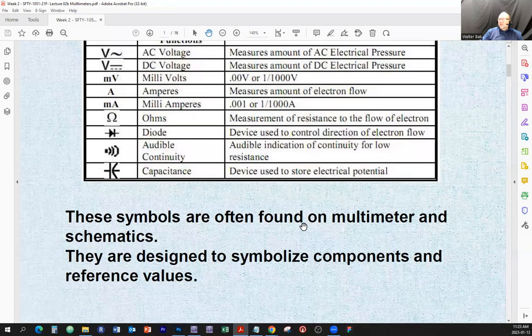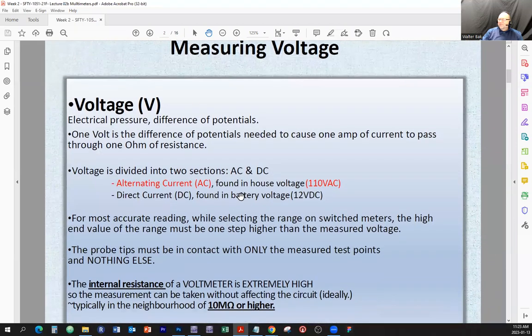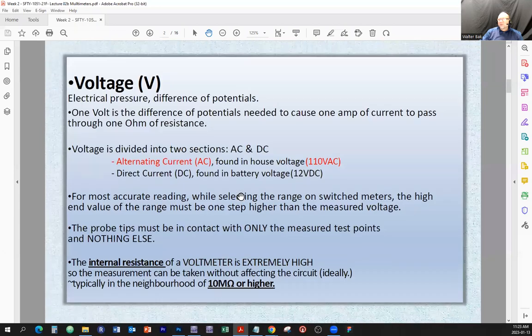These symbols are often found on multimeters and schematics. They're designed to symbolize components and reference values. I just had to write that here, okay? All right, next slide. Let's continue on here. Measuring voltage. All right.